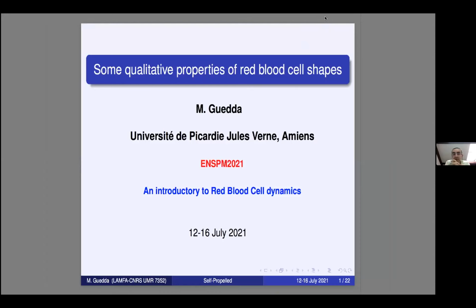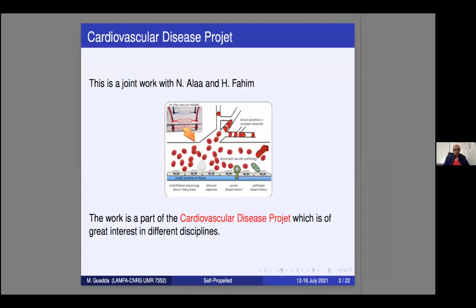My talk is, in fact, an introduction to red blood cell dynamics. This is a joint work with Ala from Marrakesh and Huda Fahim from Amiens, and this is my PhD. This work is a part of a big project, which has some biomedical applications. In fact, the project is to understand the dynamic of blood, in particular in the presence of some virus, for example, COVID-19.